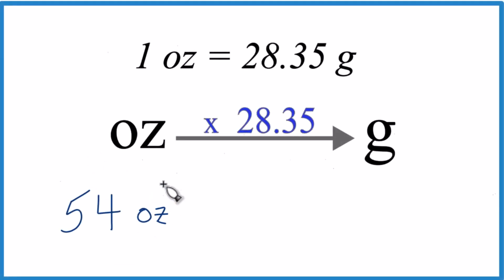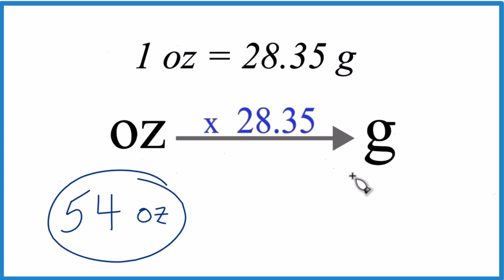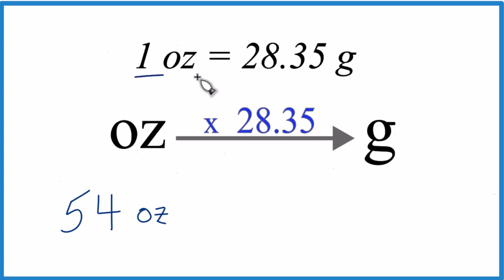So if you have 54 ounces and you want to get that over here to grams, how do you do that? Well, first you need to know that 1 ounce is 28.35 grams. We call that a conversion factor. And you need it when you're going from ounces to grams.